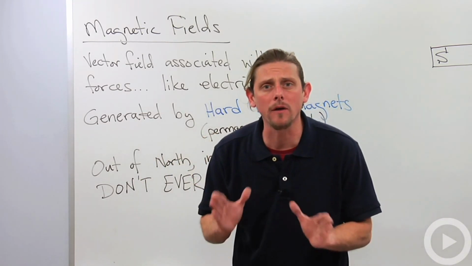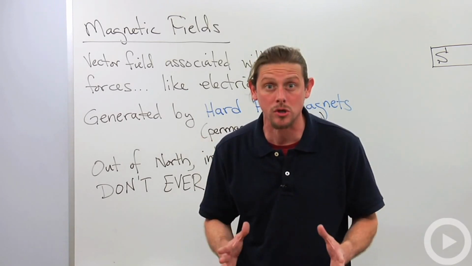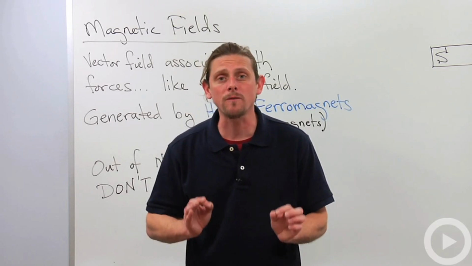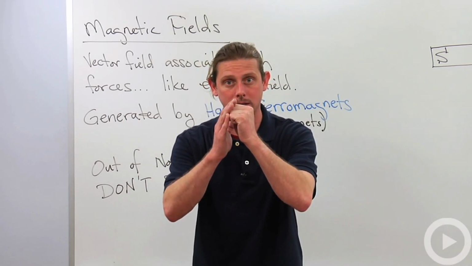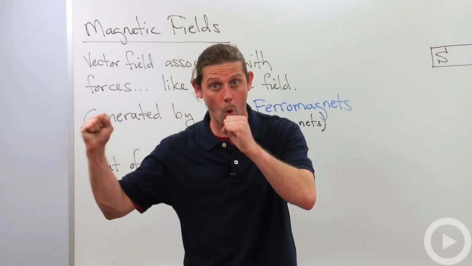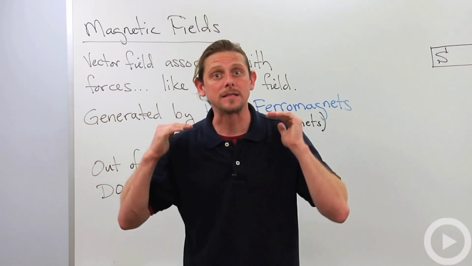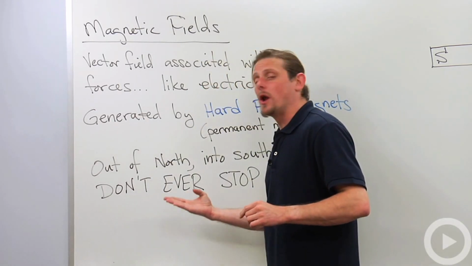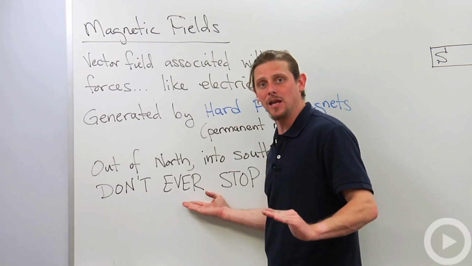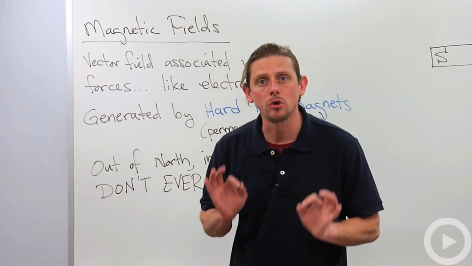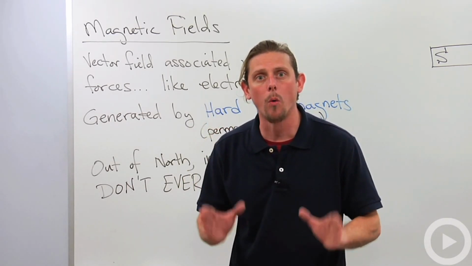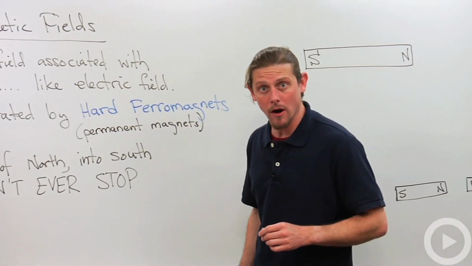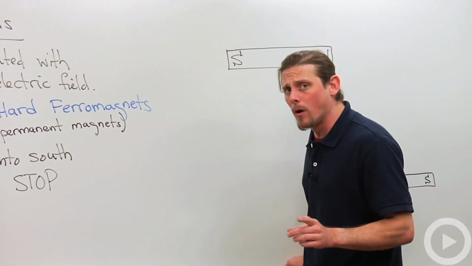However, a very important distinction, probably the most important distinction between magnetic fields and electric fields: electric fields are created at positive charge and they are destroyed at negative charge. It is not that way with magnetic fields. Magnetic fields don't ever start or stop anywhere. They always make closed loops. Always.